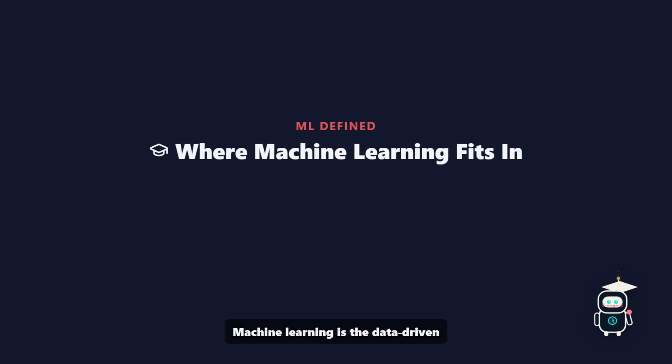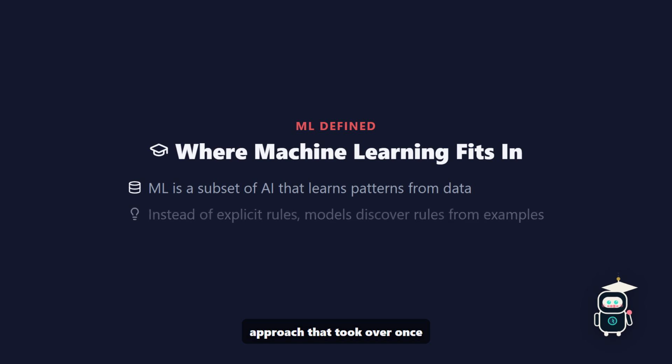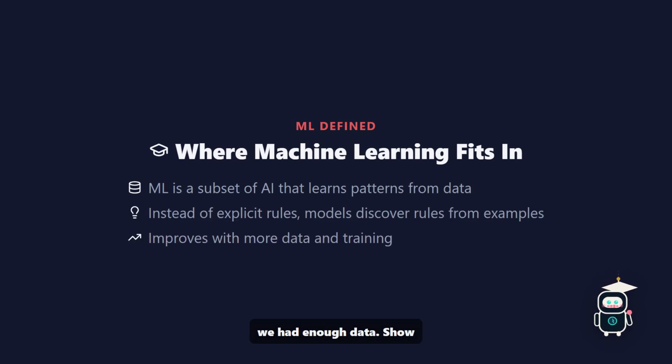Machine learning is the data-driven approach that took over once we had enough data. Show a system 10,000 labeled photos of dogs and cats, and it learns to tell them apart on its own, without anyone programming the rules, pointy ears, or whiskers. The more data you feed it, the better it gets.